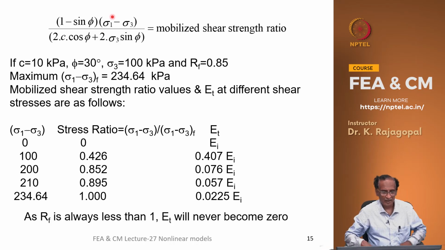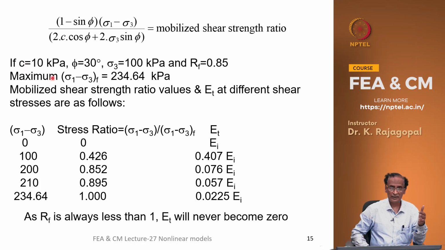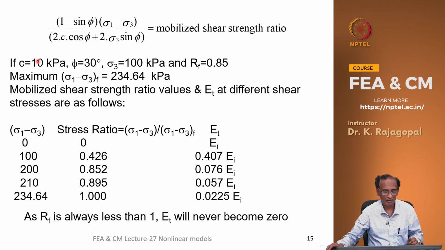Let us look at a numerical example just to illustrate the effect of the shear stress on the initial modulus. Let us take a soil with a C of 10, phi of 30 degrees, confining pressure of 100 kPa, and a failure ratio of 0.85. Corresponding to these values, sigma 3 of 100, C and phi of 10 and 30 degrees, the maximum deviator stress as per the Mohr-Coulomb relation is 234.64, right.